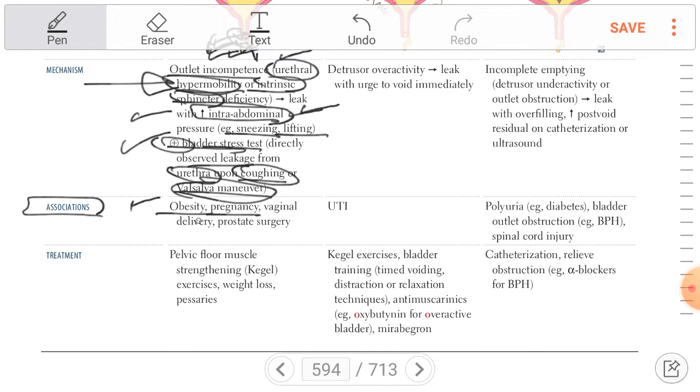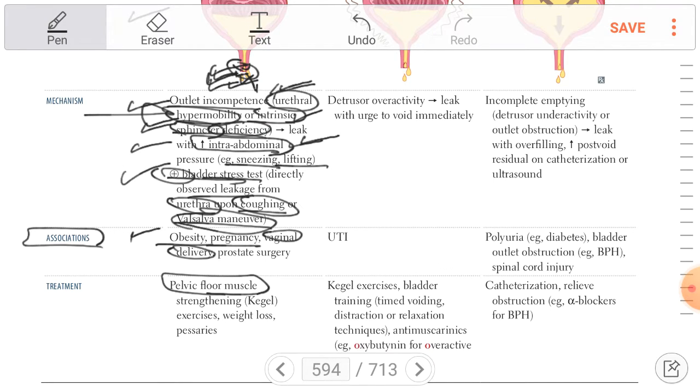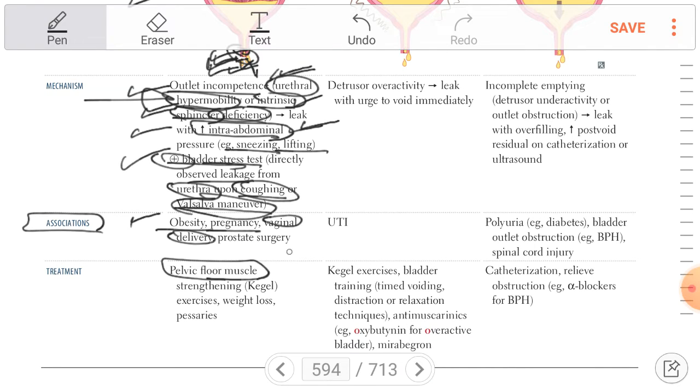Then what? Pregnancy. There is a fetus. This fetus will increase the intra-abdominal pressure, leading to more stress on the wall of the urinary bladder. Vaginal delivery. Why? Vaginal delivery will cause weakness in the pelvic floor muscle, leading to urethral hypermobility, and may lead to deficiency in the intrinsic sphincter, leading to dribbling of urine. Then prostate surgery. If there is surgery in the prostate, it can lead to dribbling of urine under any stress.